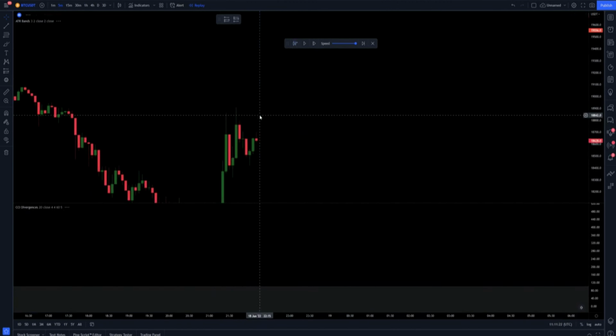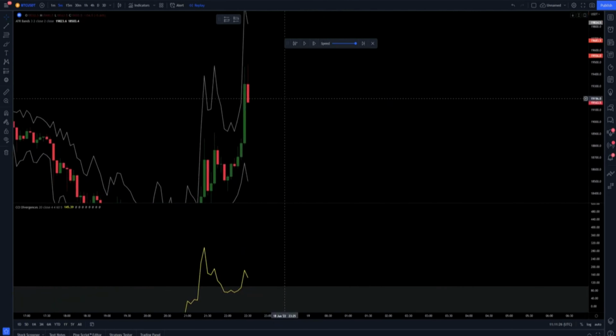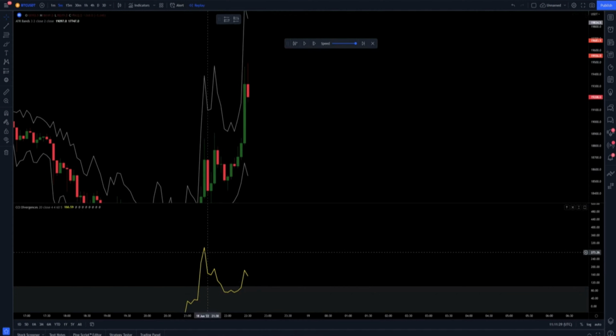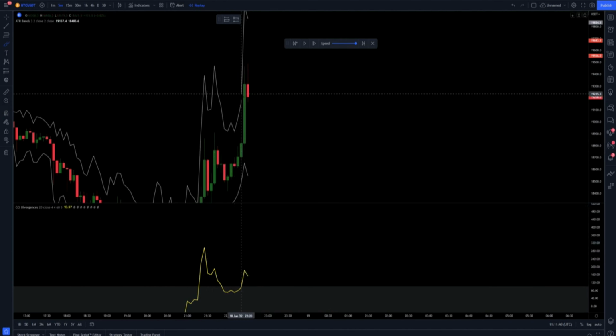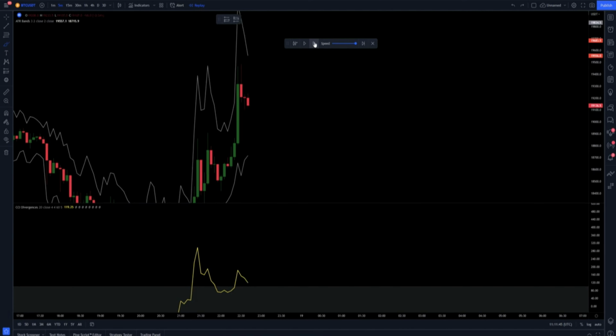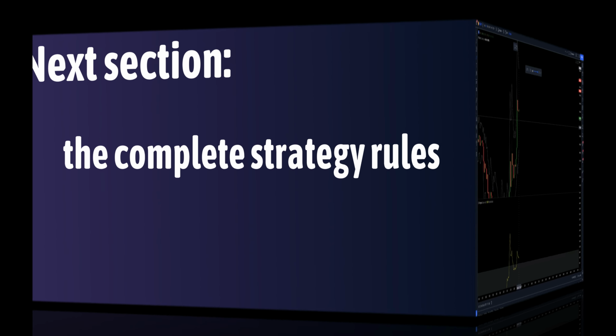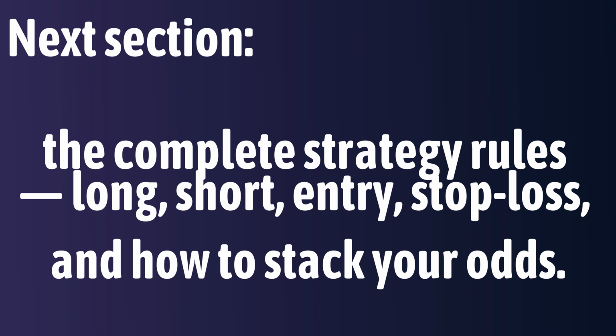It's also adaptable. You can use a 14-period CCI for short-term trades or a 50-period CCI for swing setups. The core logic stays the same. Find where price is deviating with momentum. So now you understand why the CCI isn't just a momentum indicator, it's a tool for reading urgency. That's what makes it deadly effective when paired with trend confirmation from EMAs. Coming up next, the complete strategy rules: long, short, entry, stop loss, and how to stack your odds.